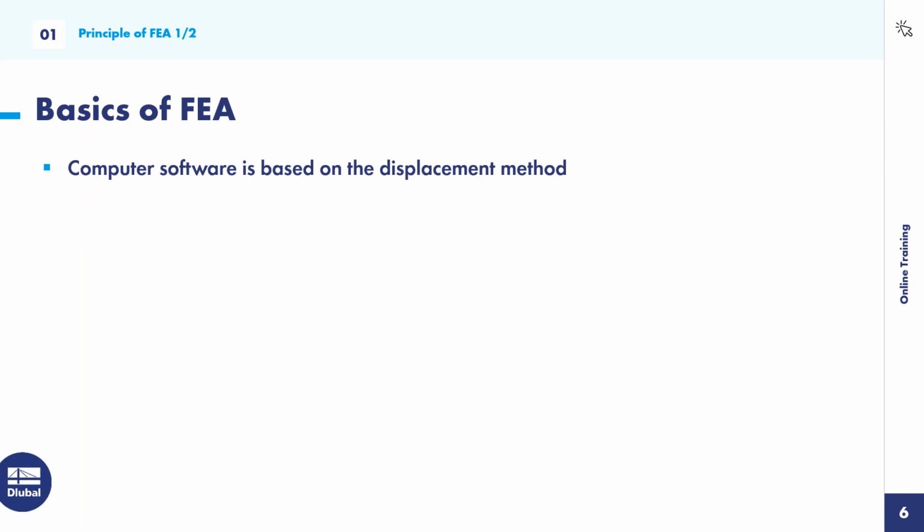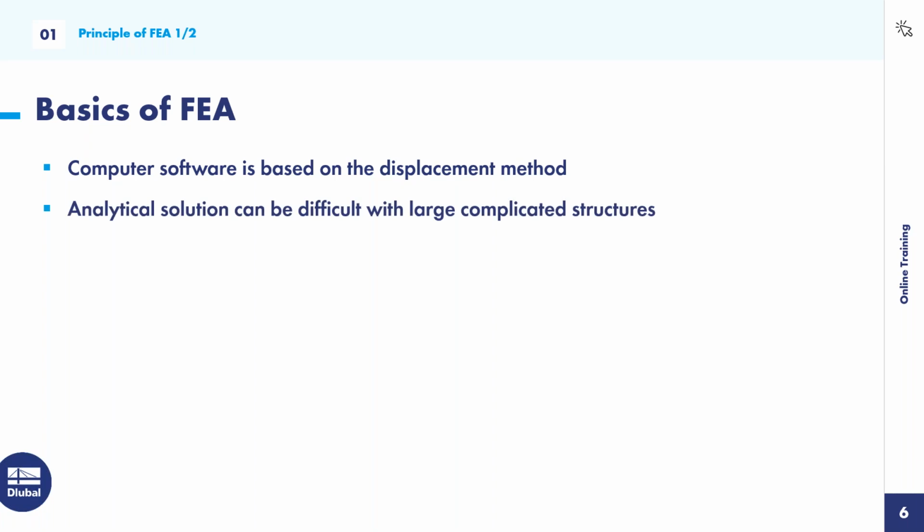When using computer software like FEA software, it is usually based on the displacement method. Another method you may be aware of is the force method, where the unknown is the force and the internal forces need to be calculated. With the displacement method, the unknown is the displacement. So to solve for this, the displacement vectors must be calculated, and then the internal forces and support reactions can be determined.